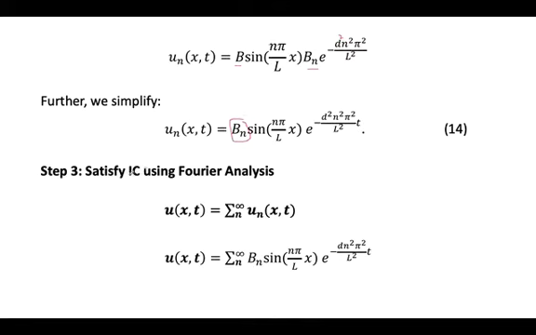Now we need to satisfy the initial conditions as well. If you go back, you see that the initial conditions were given like this: u of x comma 0 is equal to some f of x, and x belongs to the interval 0 comma L.